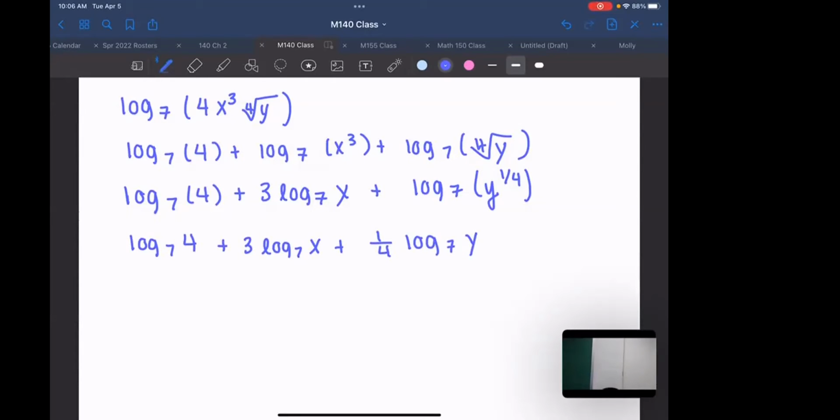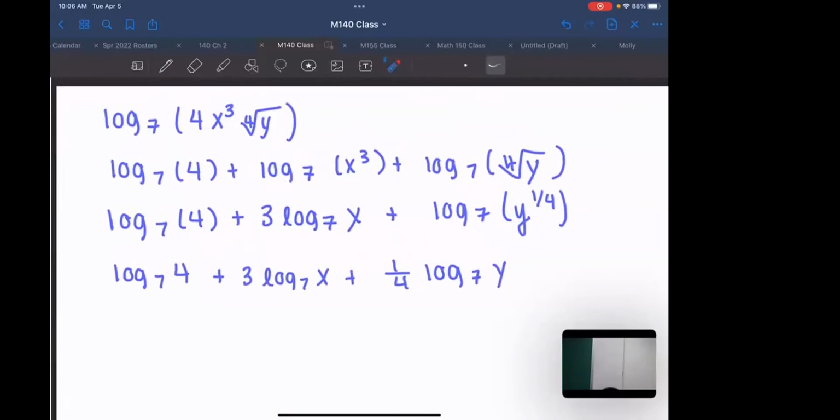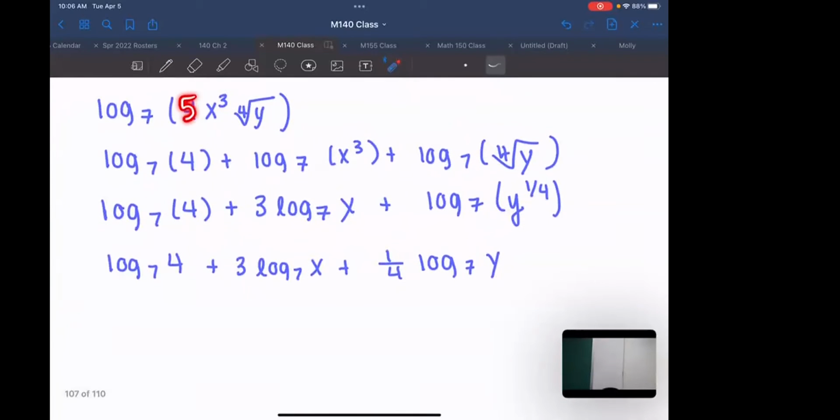So let's say it's not a 4, let's say it's any other number. Would it still be 1 and then whatever number it is? Like if this was 5, it would still be 5, right? But what if it was 1? If it was 1, there would be no 1 there.